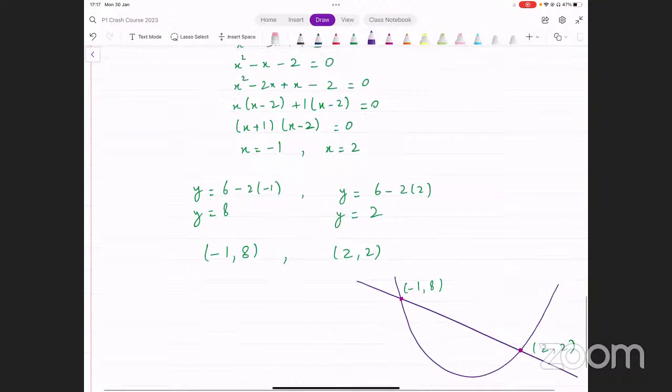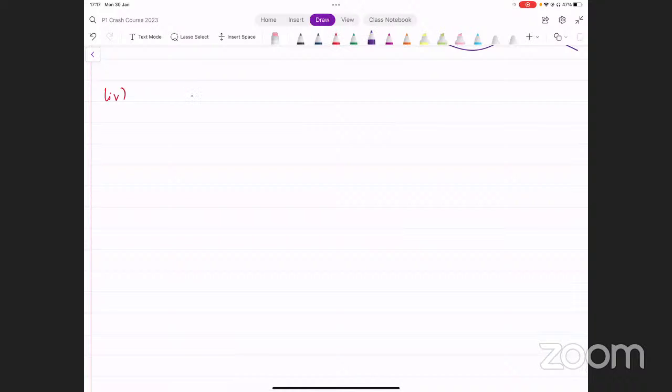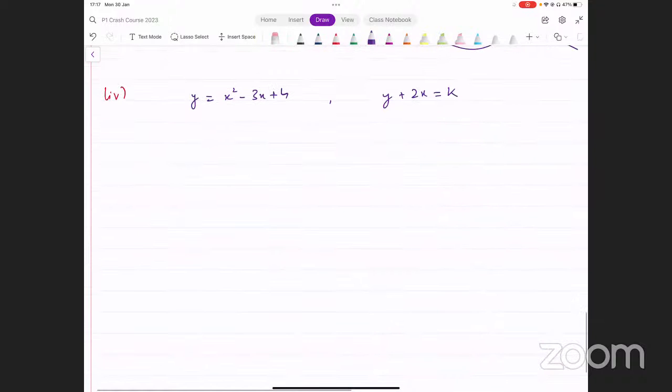Now, we've got a quadratic function. Let me write that down here, part 4. We've got this quadratic function, y equals x squared minus 3x plus 4. And we've got a line which is y plus 2x equals k. So this becomes y equals k minus 2x. What we're given is that this line is a tangent to the curve. What that means is this line has only one point where this touches the curve. So what we have to do is put b squared minus 4ac equal to 0. That is what we want to do.